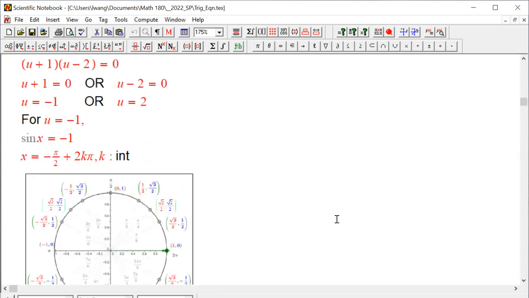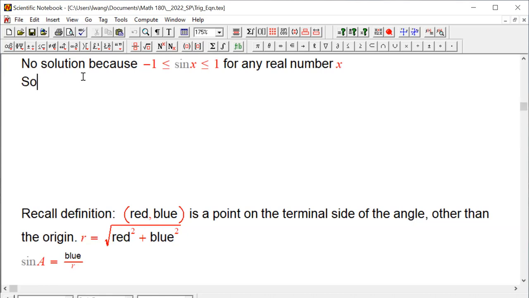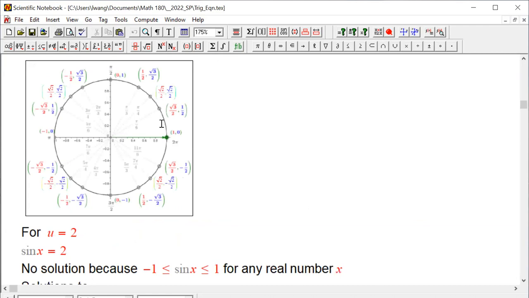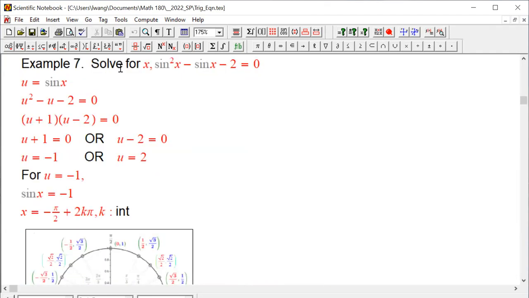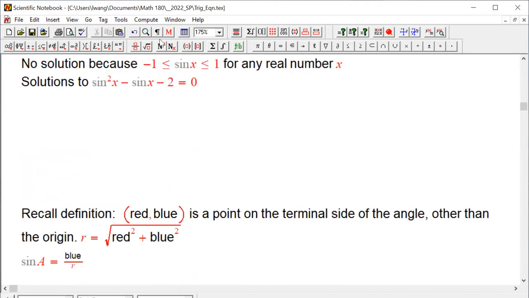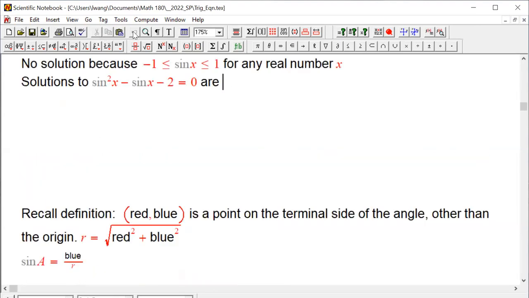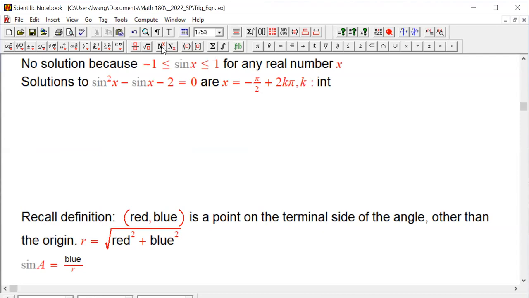So finally, in conclusion, what will be the solution? The solutions to that equation are right here. We only have these solutions. That's all we have. However, this question can be done slightly differently. Okay, another way to do it.